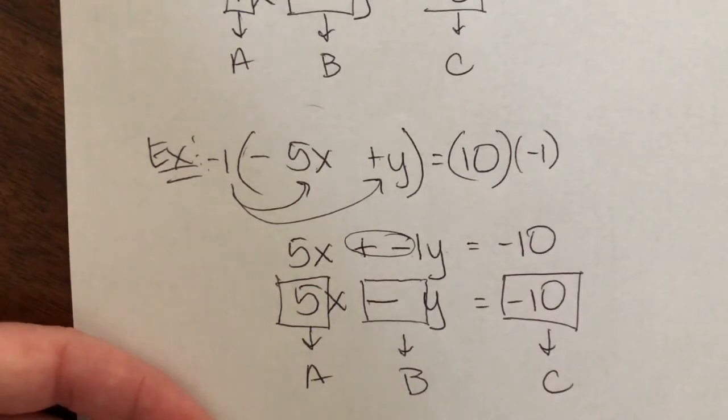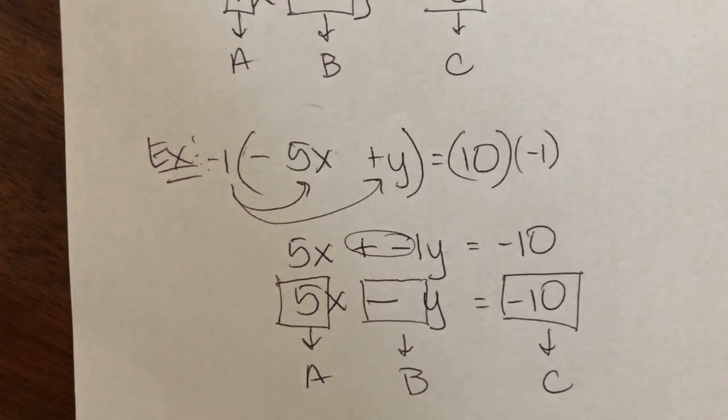So b and c, it doesn't matter if they're fractions or if they're negative or positive. It doesn't matter. It only matters with a. A cannot be a fraction and it cannot be negative.